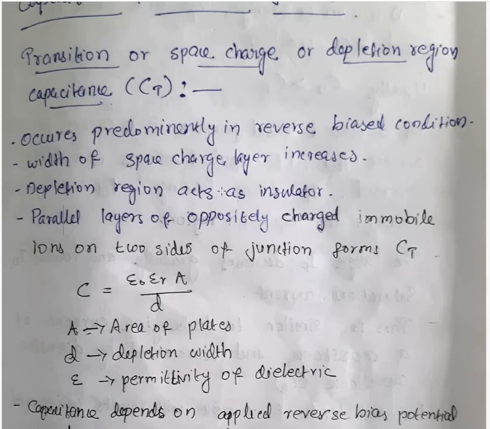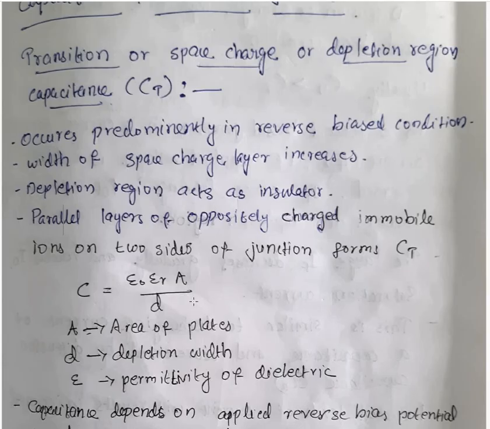We know in PN diode in reverse bias the depletion width increases as the reverse bias increases. So at zero reverse bias the depletion width is minimum, and as the reverse bias voltage increases depletion width increases.